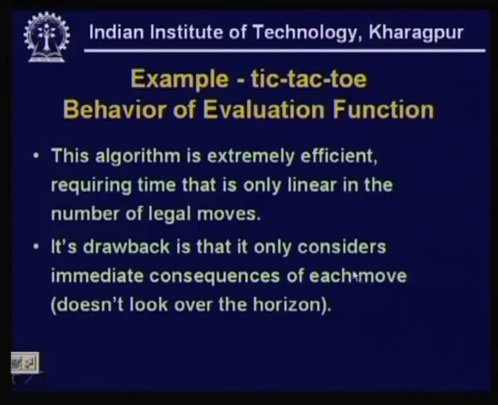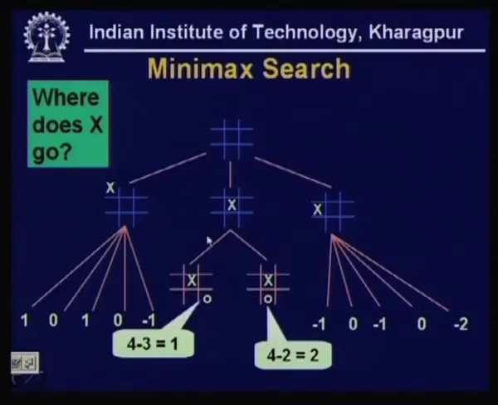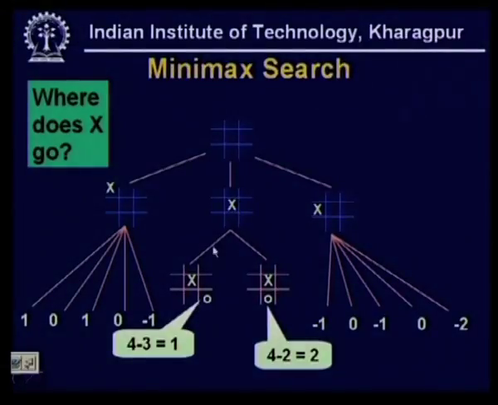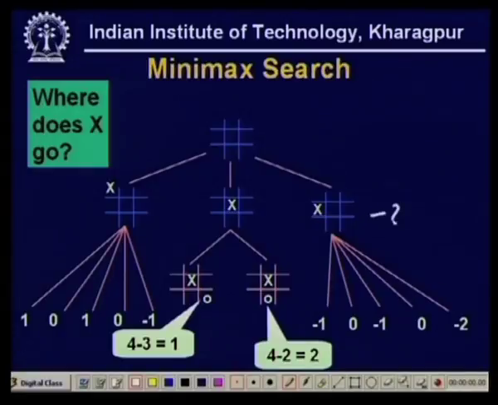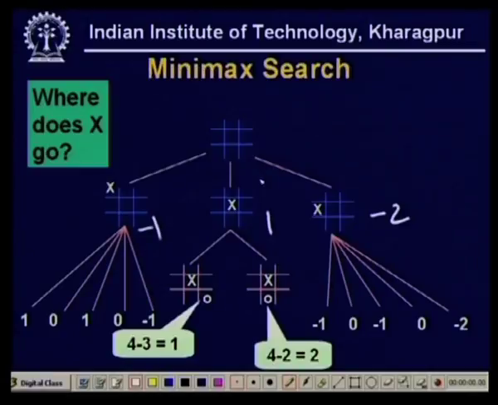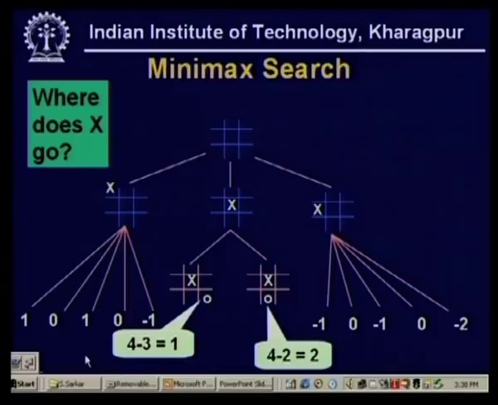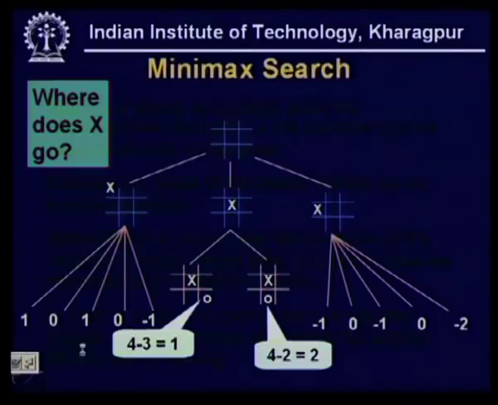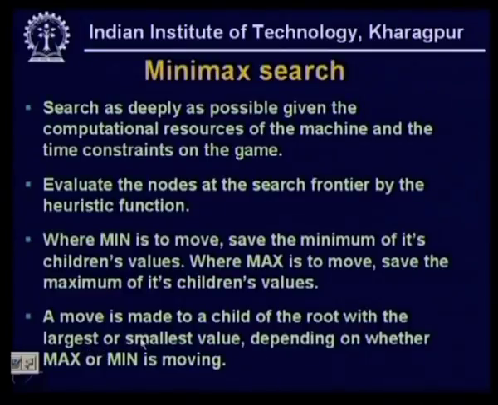This algorithm is very efficient, but it only considers immediate consequences of each move, that is, it does not look over the horizon. So, in minimax search, we expand the search tree further, look at one more depth, find out the evaluation at this depth and use minimax to back up these values. For example, this board has a payoff of 1, this has a payoff of 2. So, this node will be the min of 1 or 2, that is 1. Similarly, here the min is -2, here the min is 1 and here the min is -1. So, max will still move here because it has a payoff of 1. So, we search as deeply as possible and then use minimax.